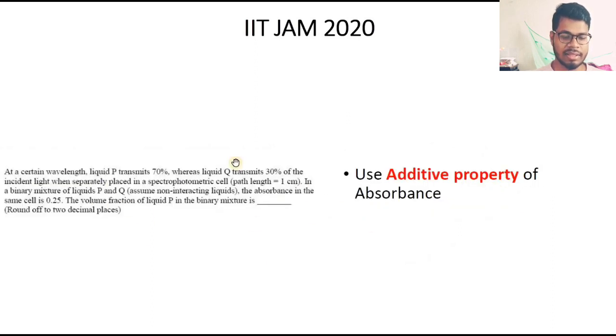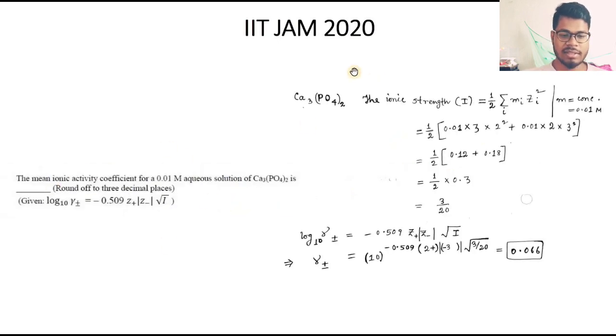Okay, so this is Lambert-Beer's law, and you just have to put in the additive property concept, and you can solve this question. Then this is Ca3(PO4)2, so they have given the formula. You just need to know Z plus and the modulus of Z minus, that is the positive value, and you just need to get the ionic strength value.